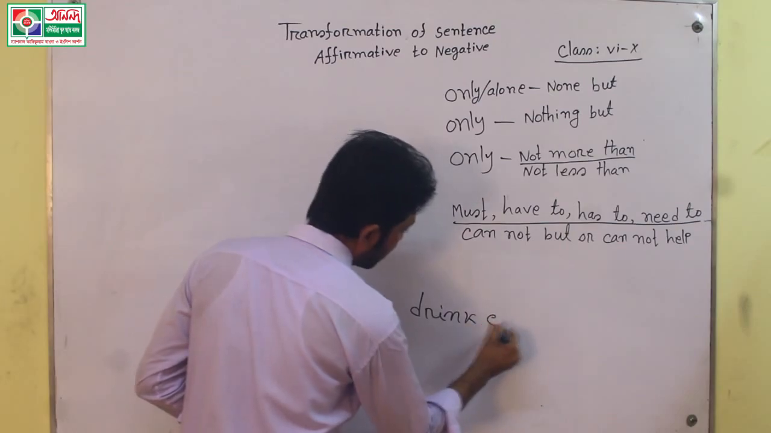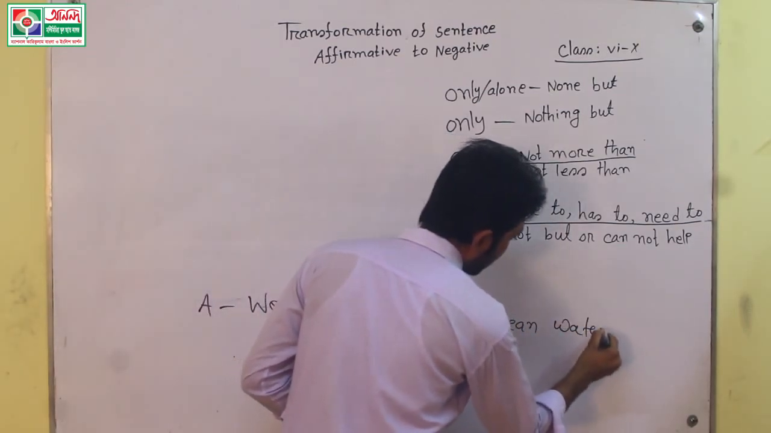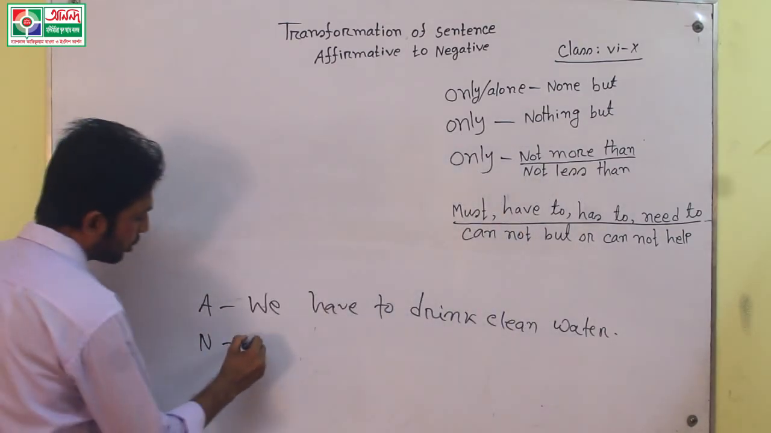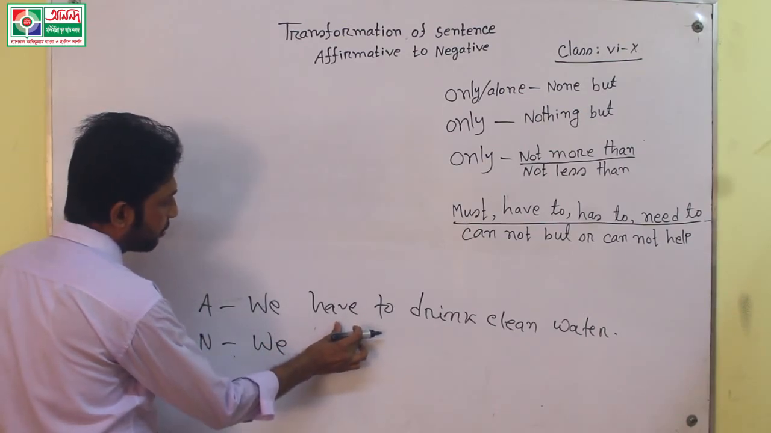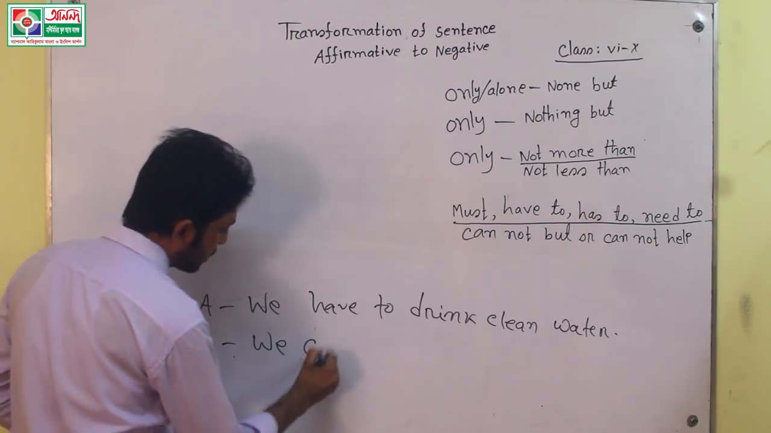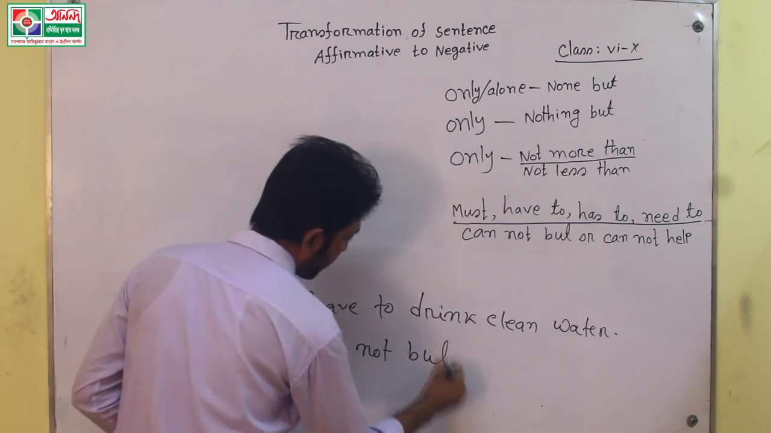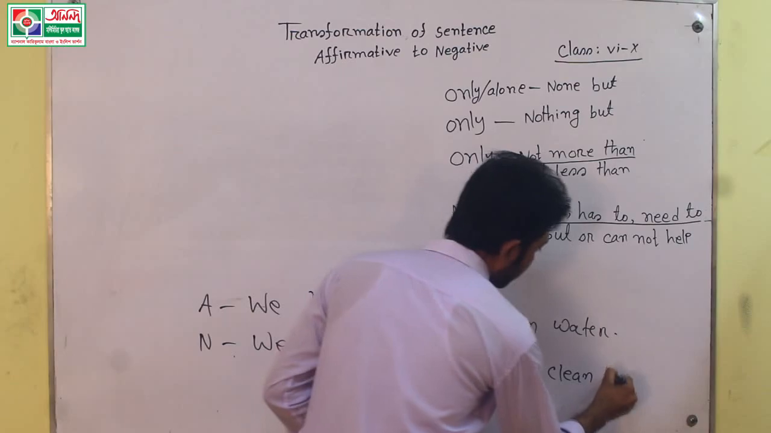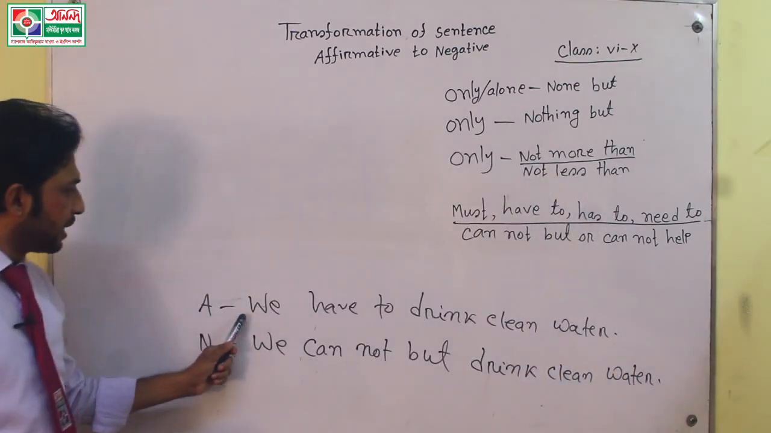We have to drink clean water. Negative sentence. We have to is replaced by cannot but or cannot help. Cannot but drink clean water. Look at the example, my dear students.